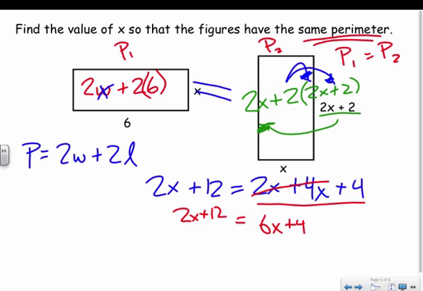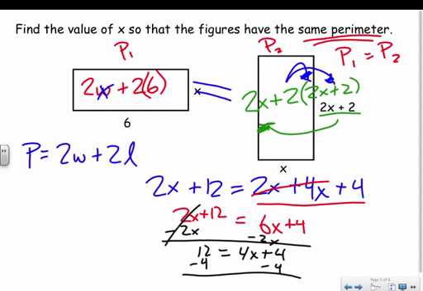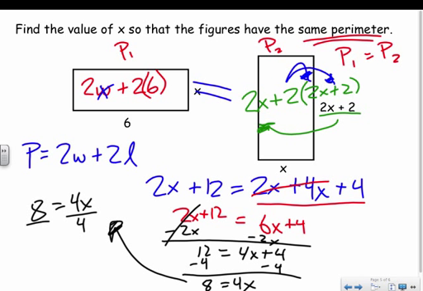And now it's just the same thing, getting our variable to one side. So it's basically coming up with those two equations to set equal. That's the hardest part. And now I get my x to one side, and we bring everything else down. Subtract the 4 from both sides, and divide by 4. I'm going to bring this up and over here so we can see it. 8 equals 4x. So divide by 4 from both sides. So x equals 2.